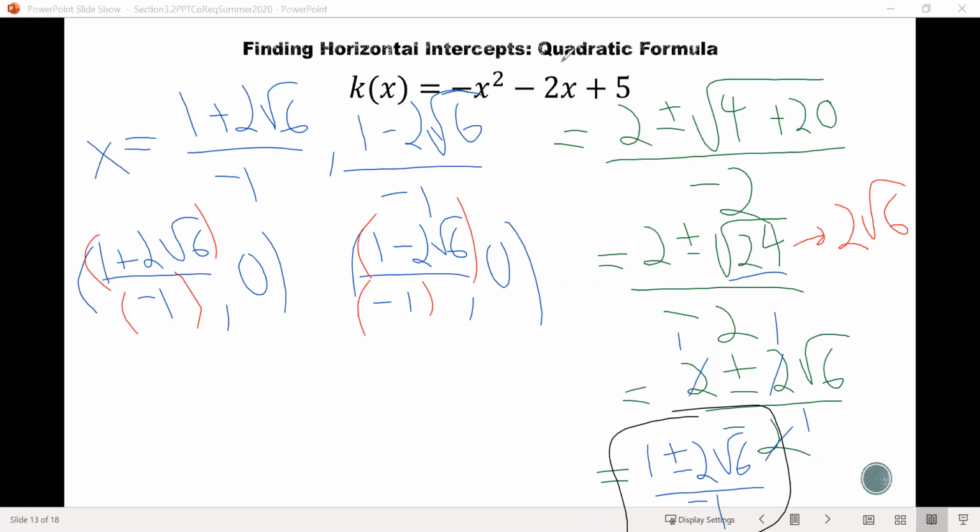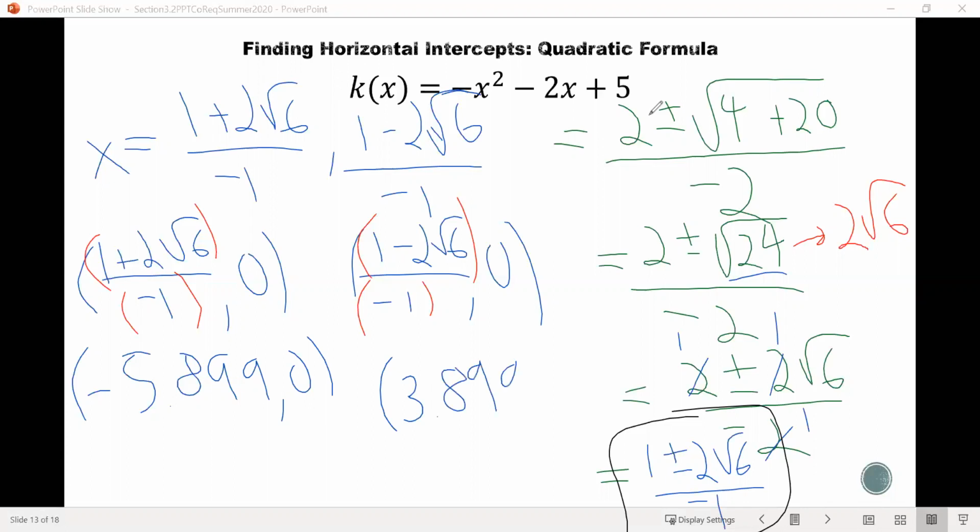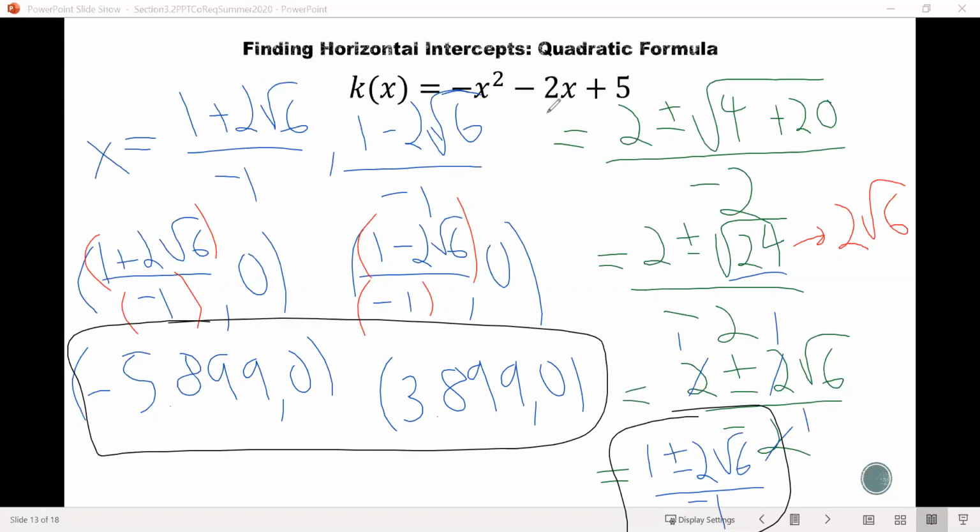So for the first one, when I do that, I get my horizontal intercept here as being negative 5.899 comma 0. And for the other one, we get 3.899 comma 0. Okay, so those would be our two horizontal intercepts here. Awesome. All right, one more thing from this section.